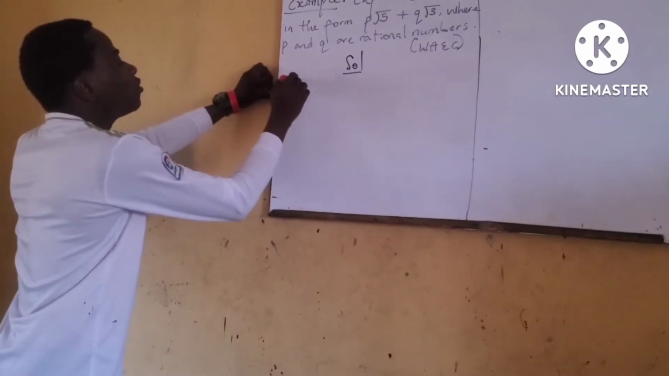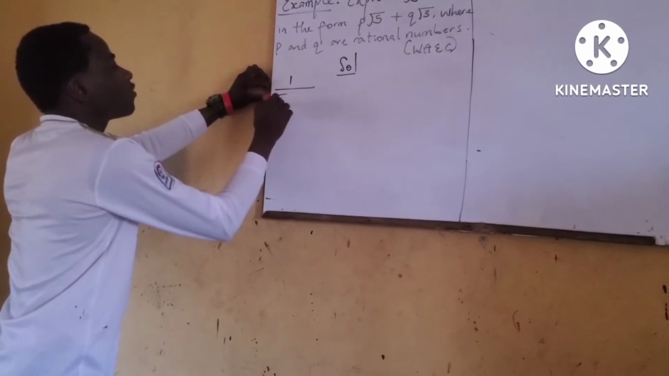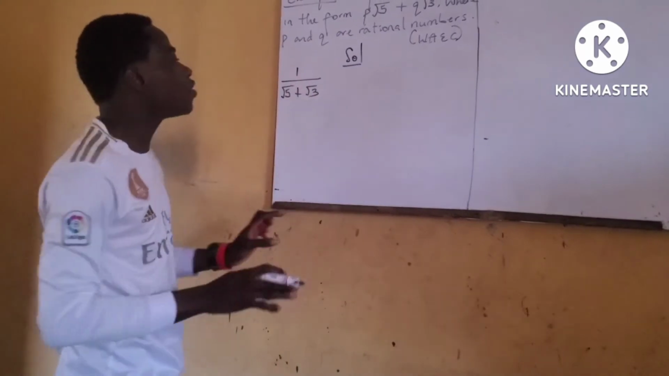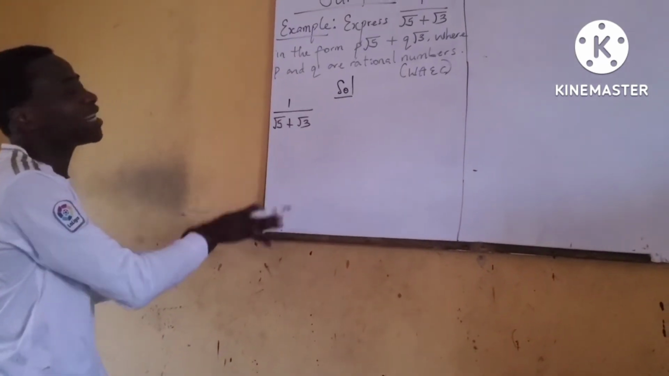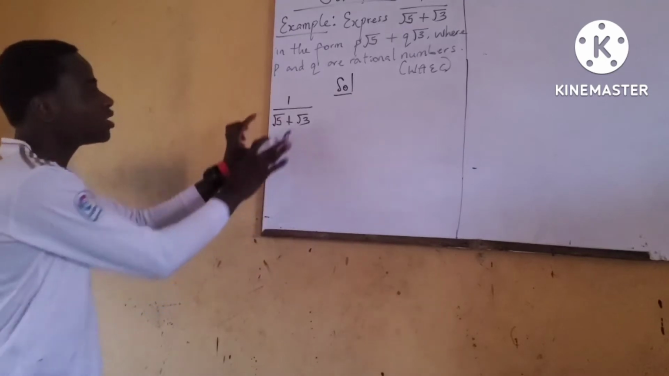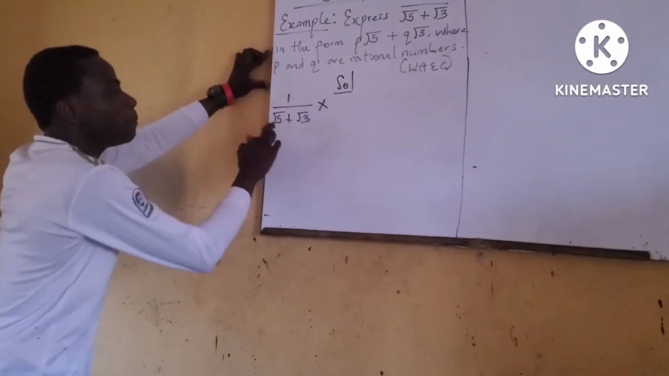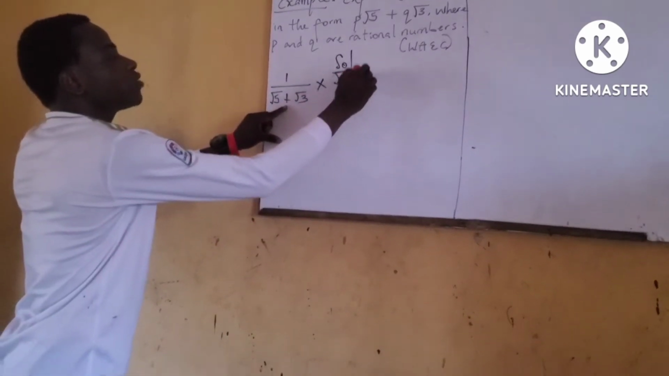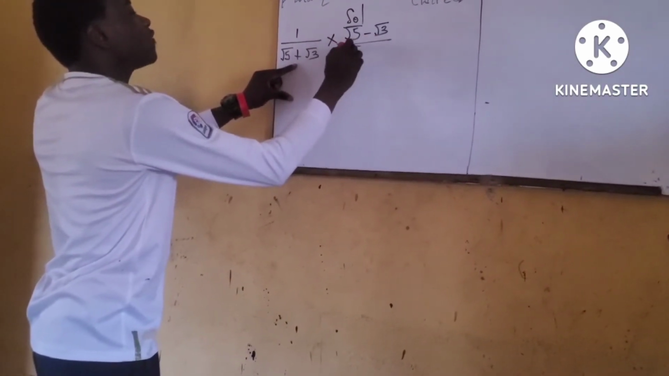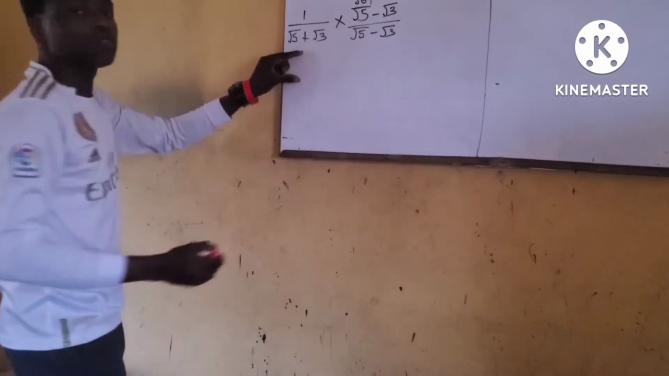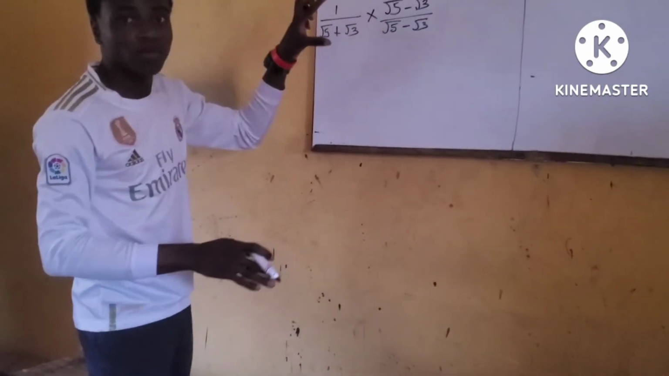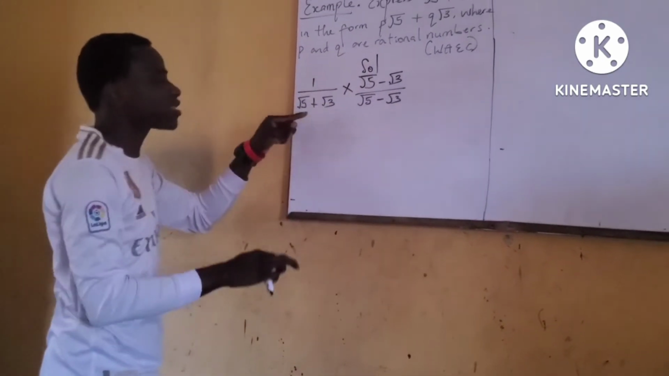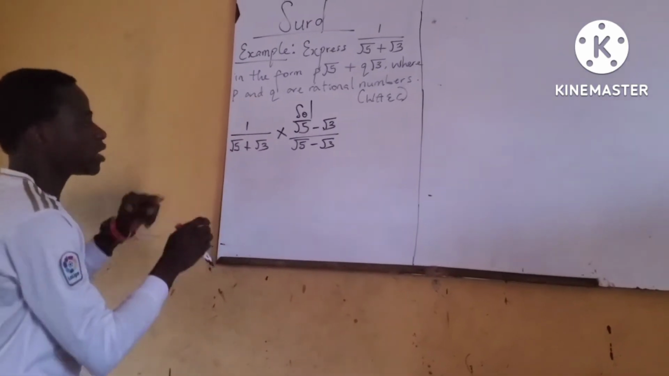So if you have 1 over root 5 plus root 3, to express this in terms of this, the first thing you do here is rationalize the denominator by multiplying by the denominator. So we have root 5, and the sign will change to minus: root 5 minus root 3, all over root 5 minus root 3. So if you have to rationalize, you multiply this fraction by the denominator, but the sign will change to a minus sign.